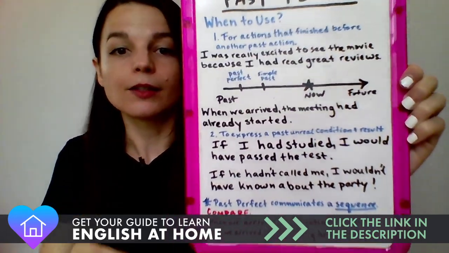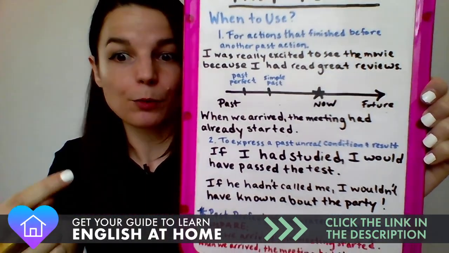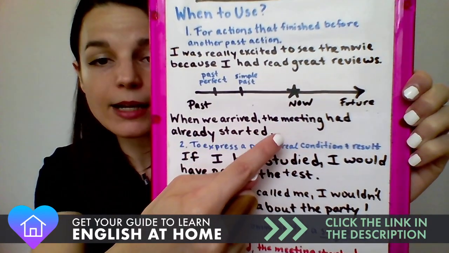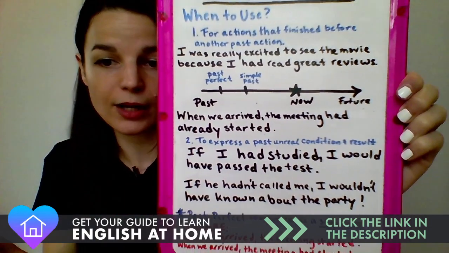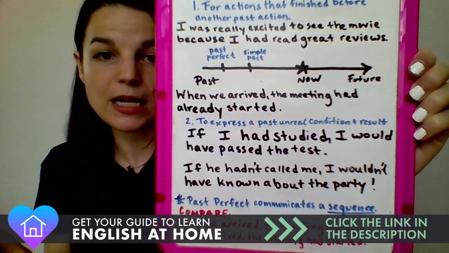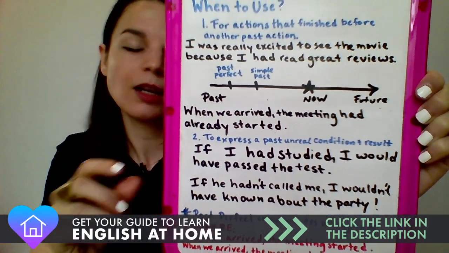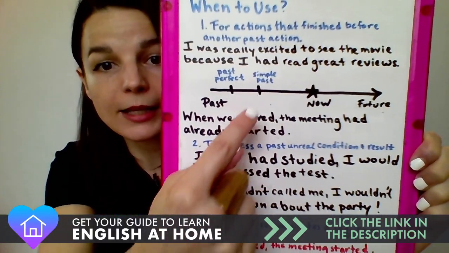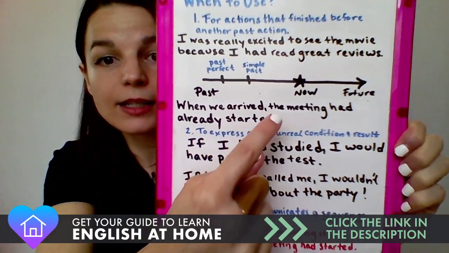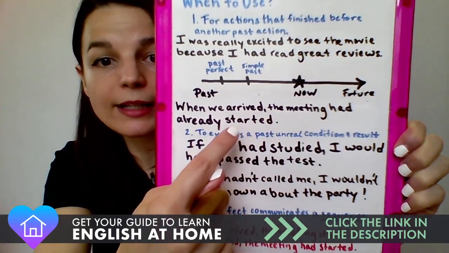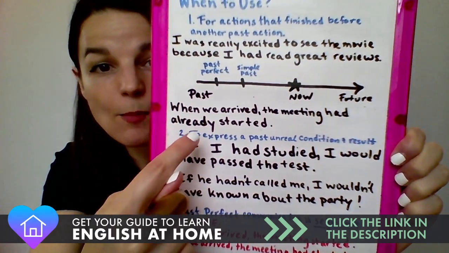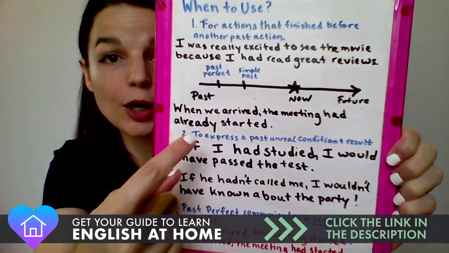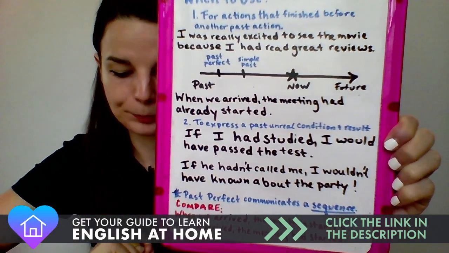Okay, so let's look at one more example now that we know this. When we arrived, the meeting had already started. So in this case, again, we have two actions. Arrived, that's my simple past action, and the meeting had already started. So I'm going to talk about already in part 2 of today's lesson. This is a very common word we see with this grammar point.